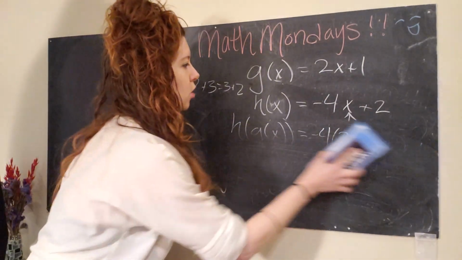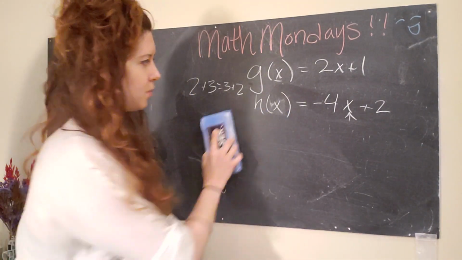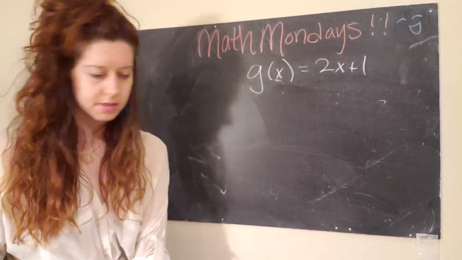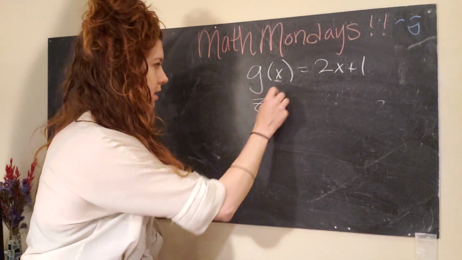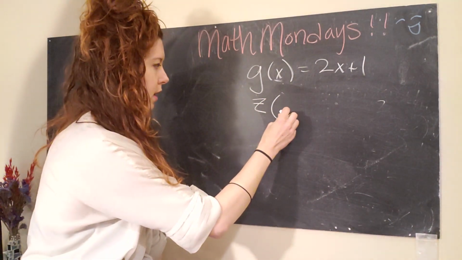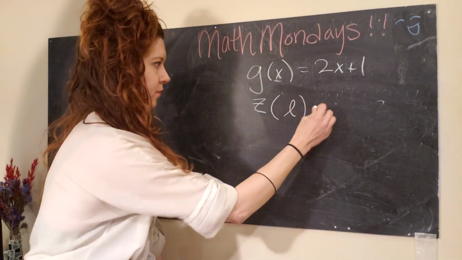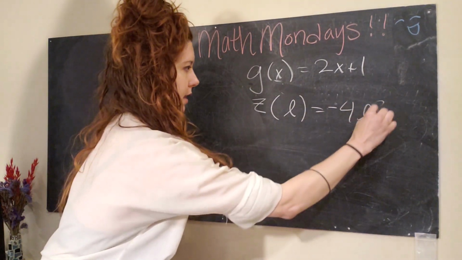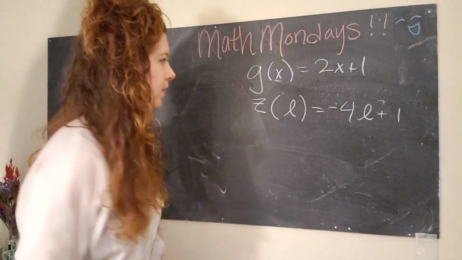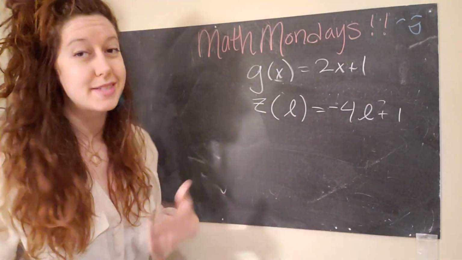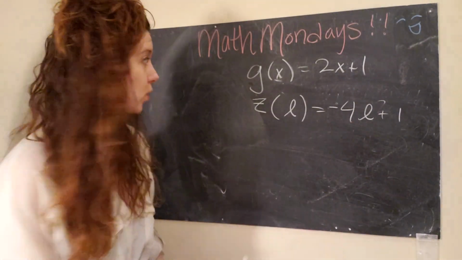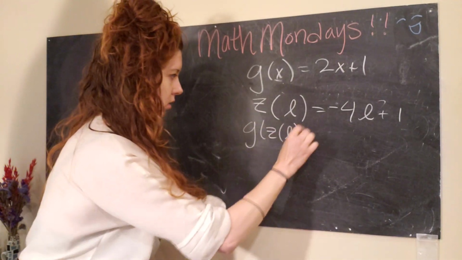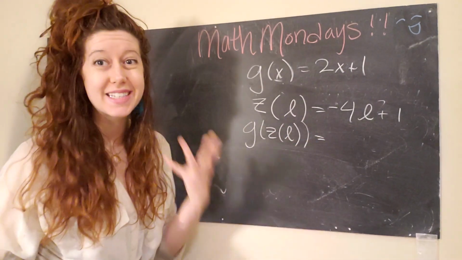Okay, so let's look at another example. Let's say instead of h of x, and I can erase that too, let's say that I have z of L. And I say that this is -4L plus 1. So in this case, I have a different variable, but that is okay. I can still ask, what is g of z of L? And I do the exact same thing.